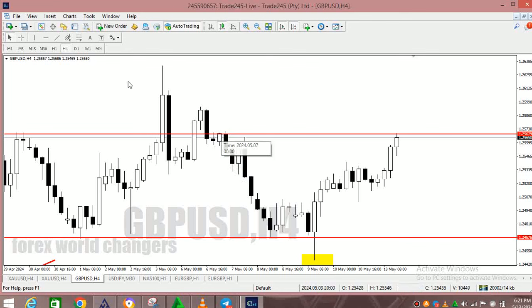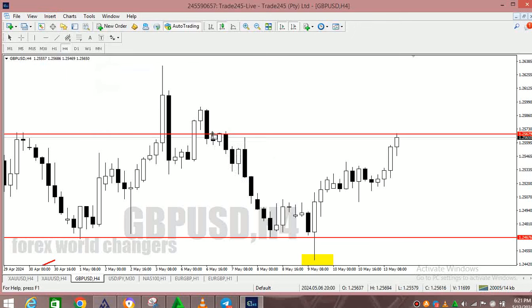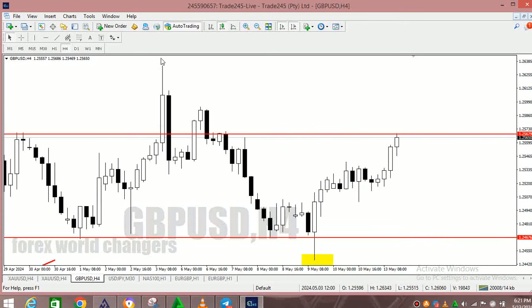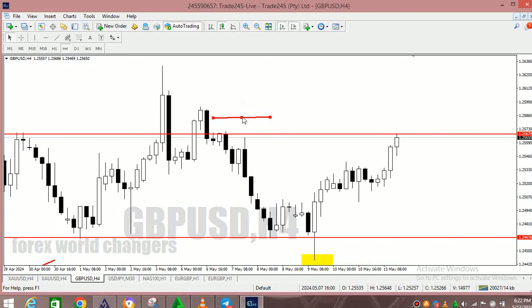You can't put your stop loss there. If you put your stop loss above the head, you're gonna lose a lot of money. If you put it here, it's gonna be too tight, so it might trigger. So just put it at least above this side. Put your stop loss above here.